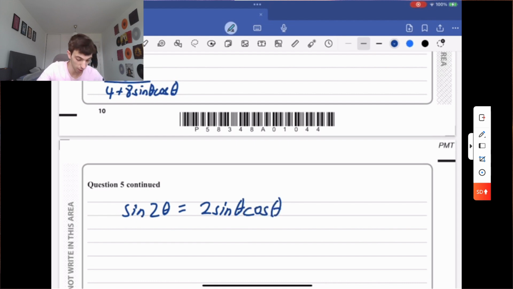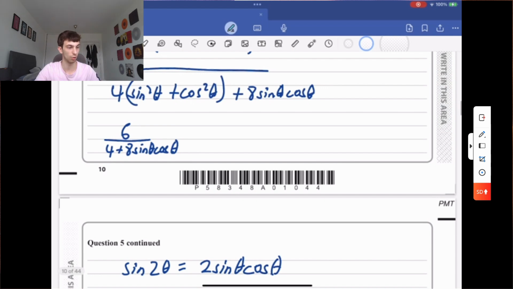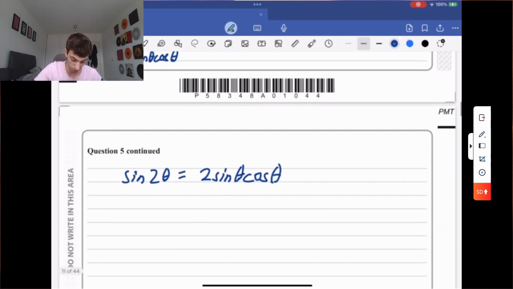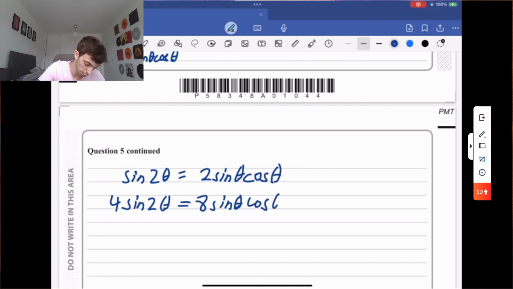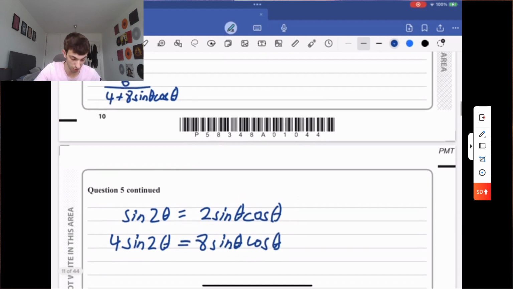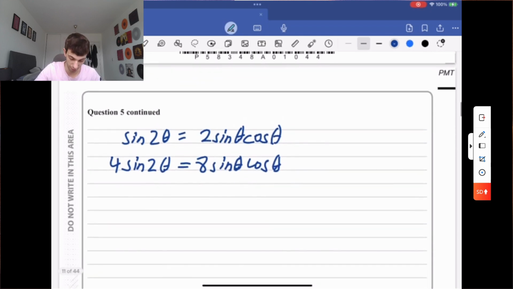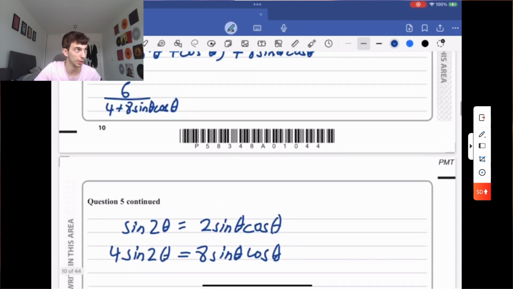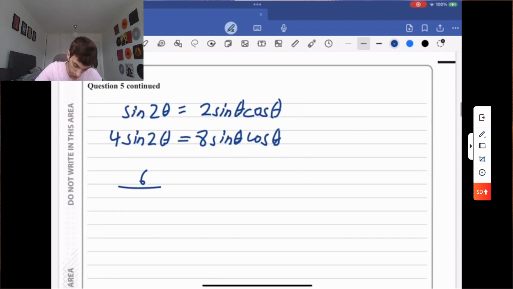However, we don't have 2 sine theta cos theta. We have 8 sine theta cos theta. So because we have 8 sine theta cos theta, we're going to have to times both sides by 4. So 4 sine 2 theta will indeed be equal to 8 sine theta cos theta. Okay, so the substitution that we're going to make is that 8 sine theta cos theta equals 4 sine 2 theta. So what are we left with? We still have that 6 on the numerator. So we have 6 over 4 plus 4 sine 2 theta.